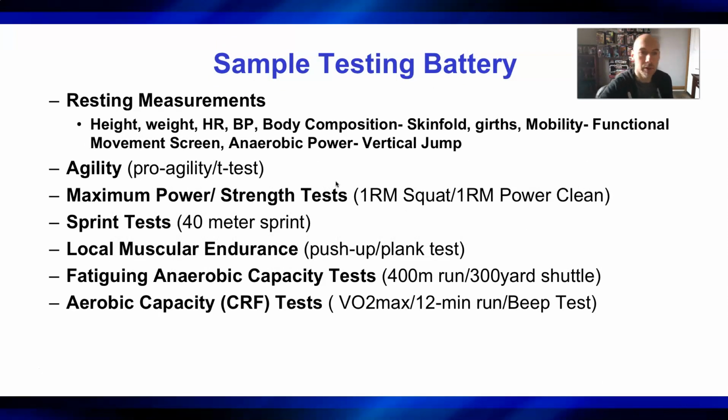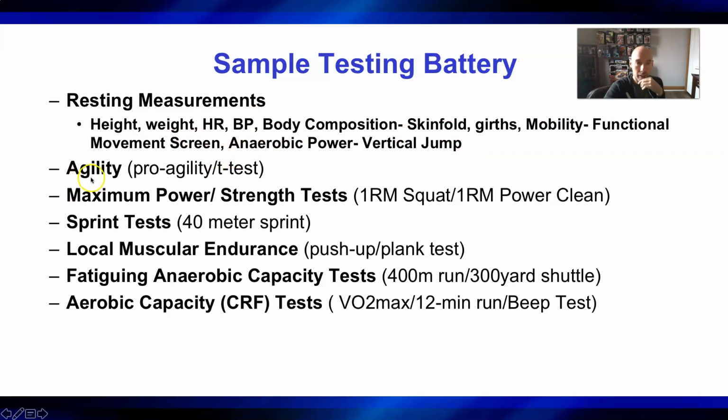So here's a sample testing battery. Now again, I included everything. You don't have to include all of these components. You could leave some out. But what I did is I listed, for your first thing you would do, the resting measurements. And again, we would do height and weight, heart rate, blood pressure. For body composition, we would do a skin fold. Also measure the waist and hip circumference girths. And then for our mobility, we're going to do the functional movement screen. And for anaerobic power, the vertical jump.